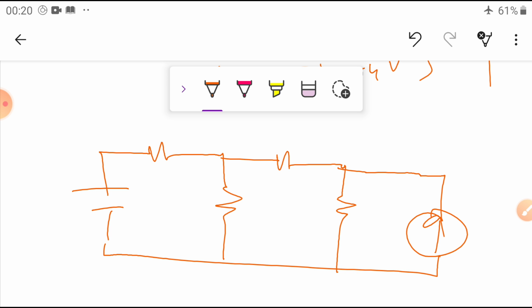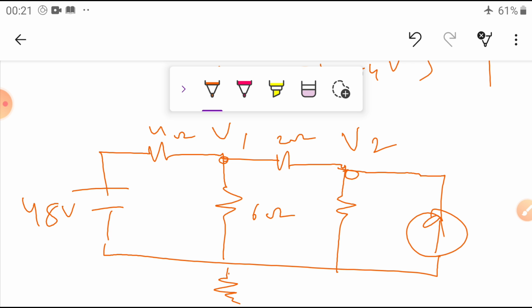Okay, this is 48 volts. This is V1 we assumed, this is V2 we assumed, and this is taken as the reference. This resistance is 4 ohms, this is 6 ohms, this is 2 ohms, and this is 5 ohms. The current which is coming is 8 amps.